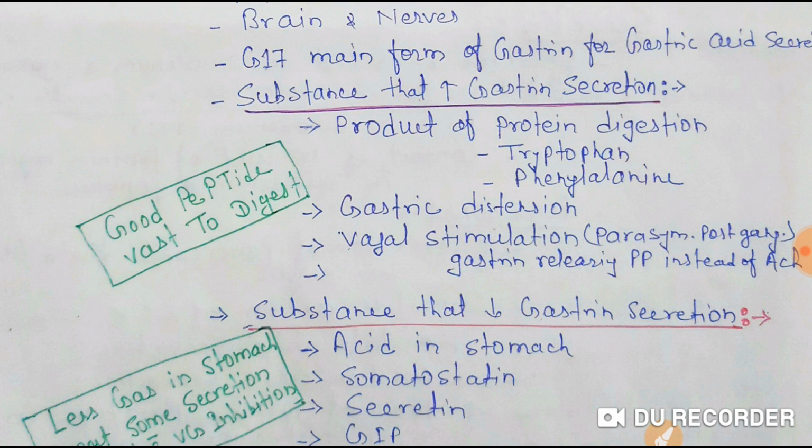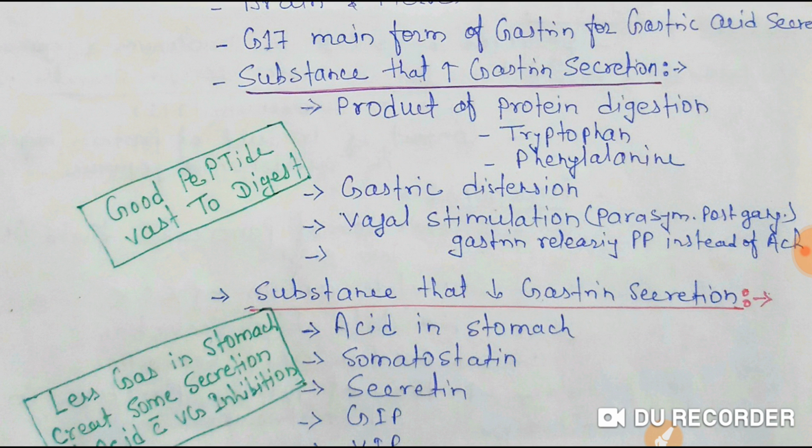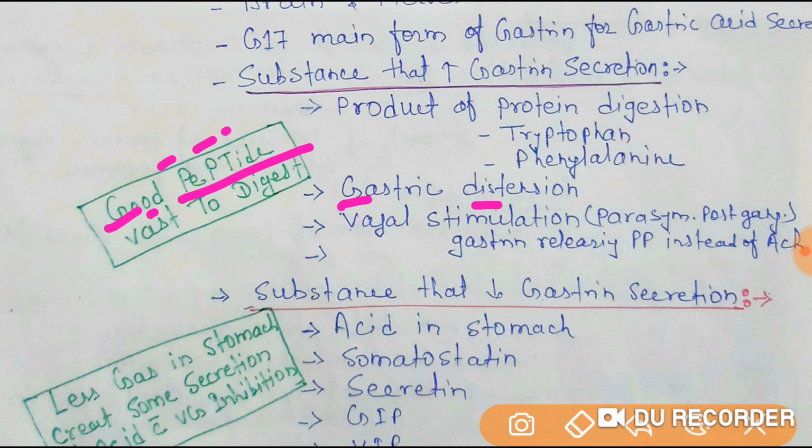Good: G and D, which includes gastric distension. Peptide includes protein products, which are phenylalanine and tryptophan. Fast means the vagal stimulation. And to digest means the protein digested into amino acids.